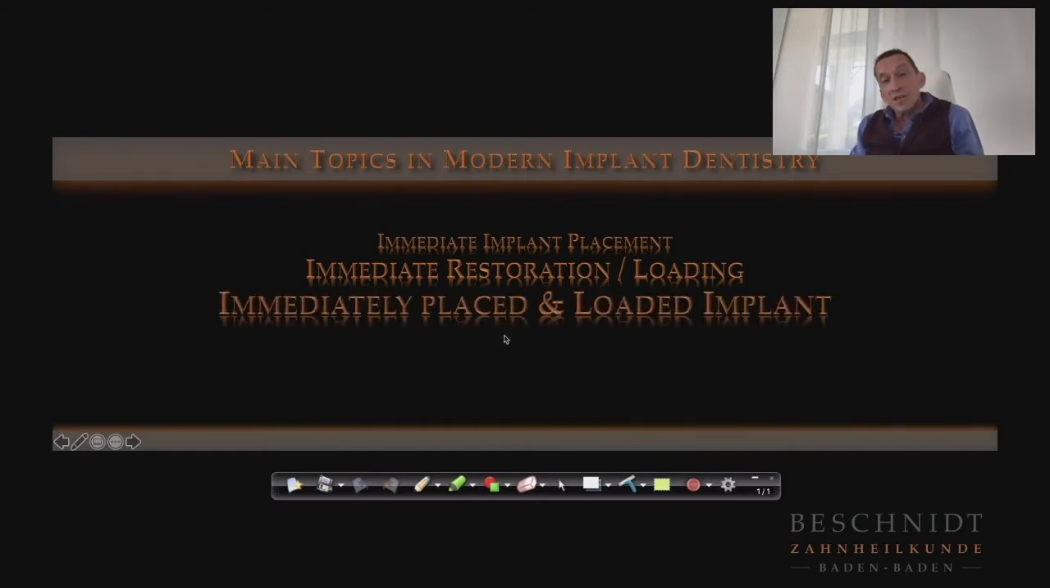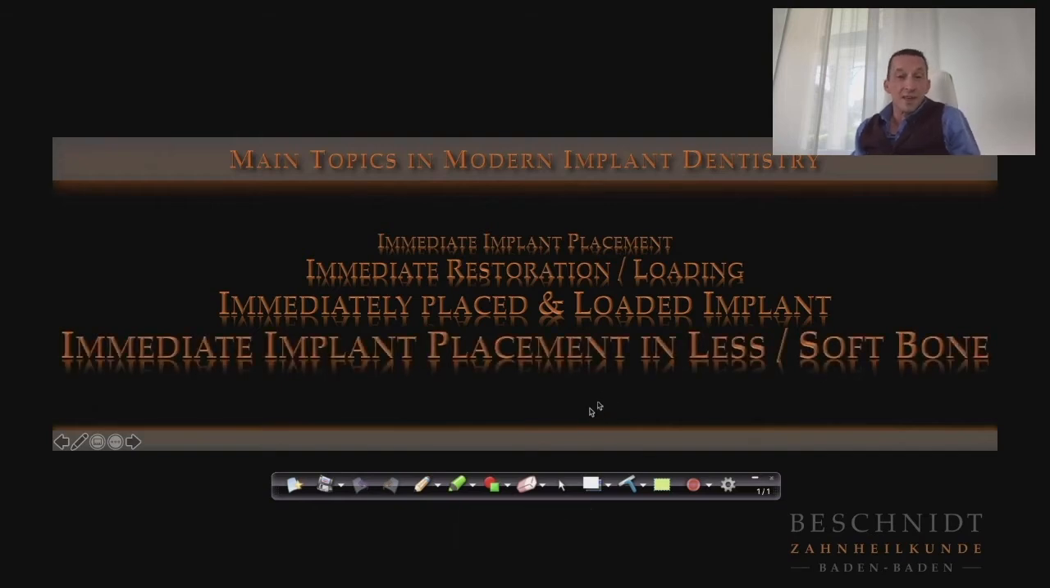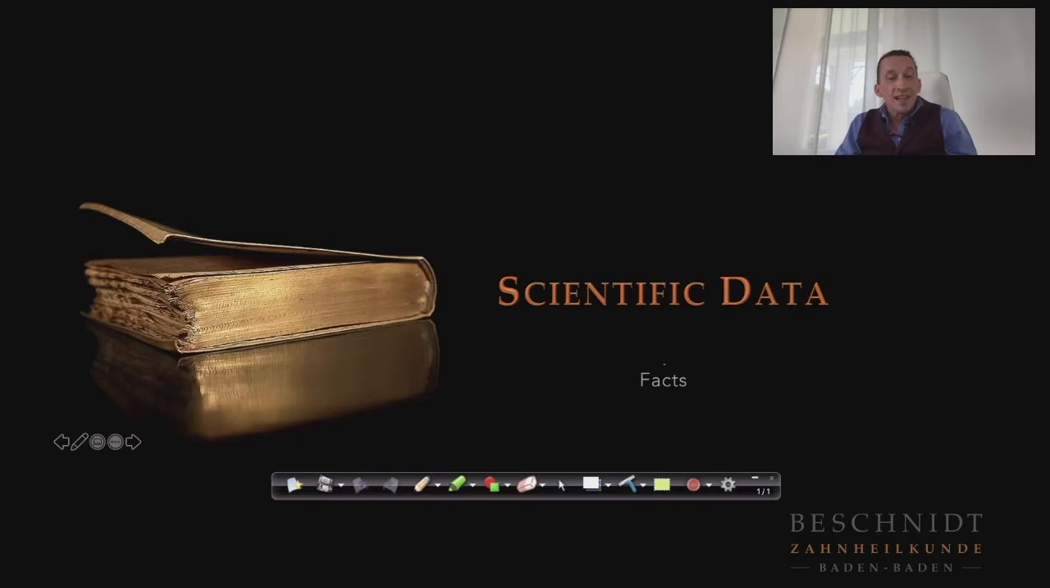A little more sophisticated is the immediately placed and the immediately loaded implant, which means we do two things in one surgery. And finally, we also should think about placing an implant in less or even in soft bone. Before we look at clinical cases, I'd like to show you the literature on that, because very often I am asked by patients or even by colleagues, is this a reliable treatment option? Let's have a look at the literature.